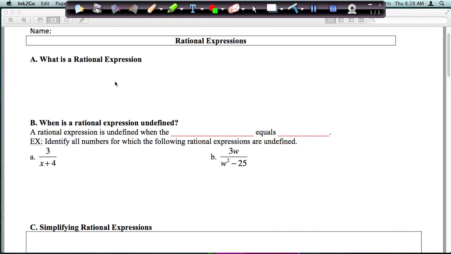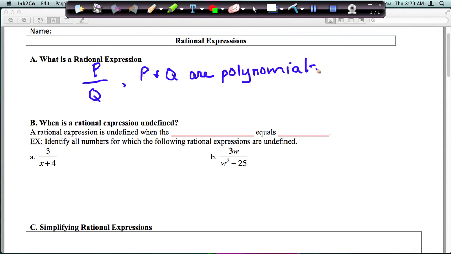We're going to look at what is a rational expression. Rational, first of all, means that you're talking about a fraction, and in our case we're going to write it as P over Q. P and Q are both polynomials, so that means their exponents are positive and they don't have a variable in the denominator. Here's an example of a polynomial: 3w, another one: w squared minus 25.